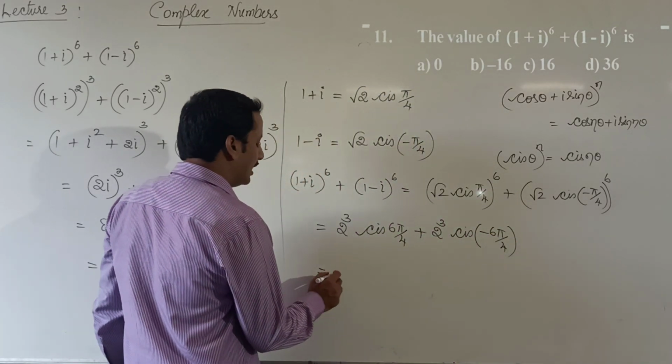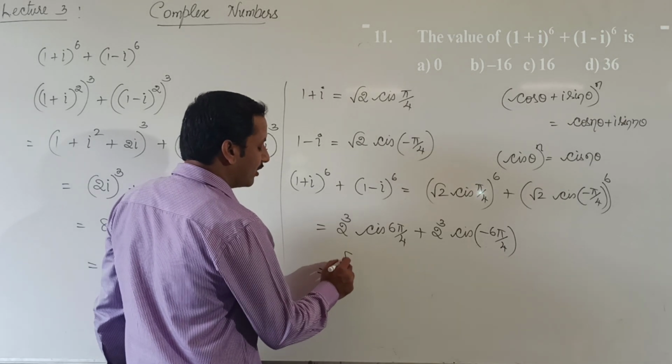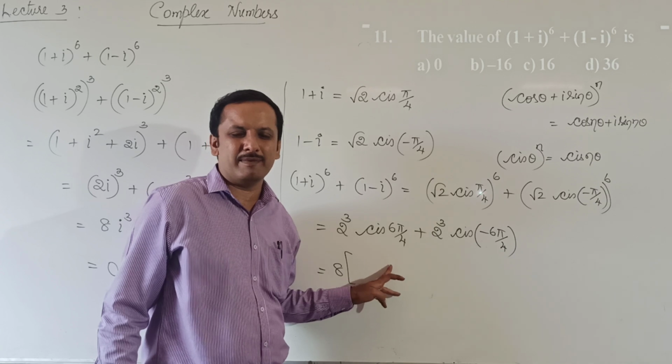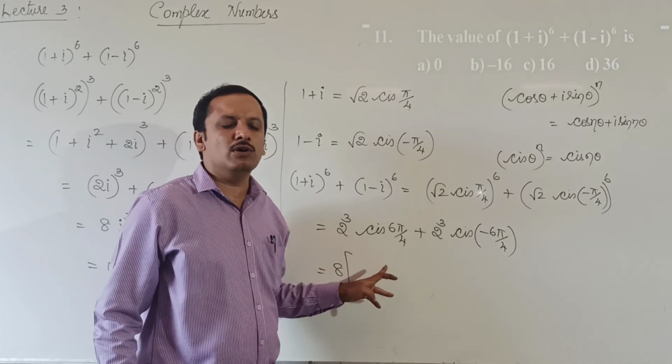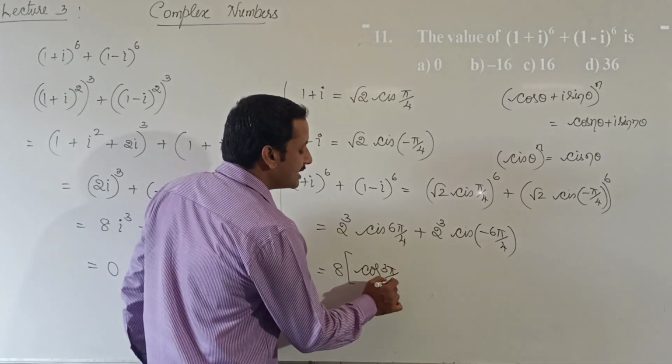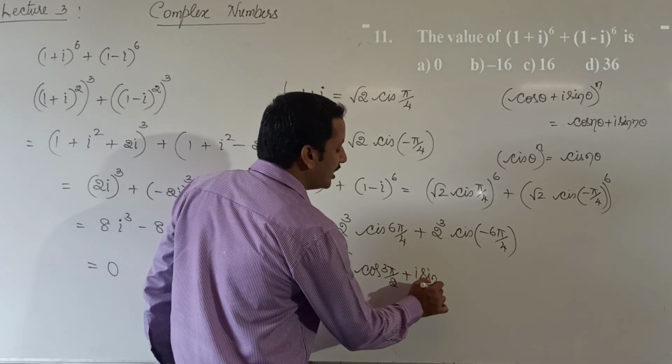Okay, 2^3 I will take common. 2^3 is equal to 8. I will take common. Cis 6π/4. 6π/4 can be written as 3π/2. Cis 3π/2 is nothing but cos 3π/2 + i sin 3π/2.